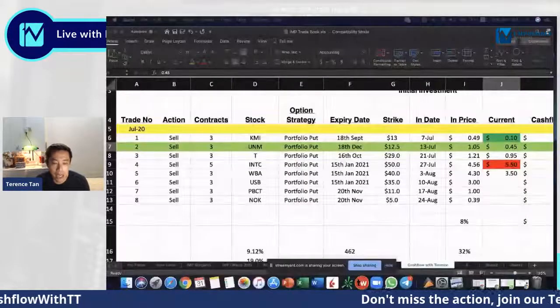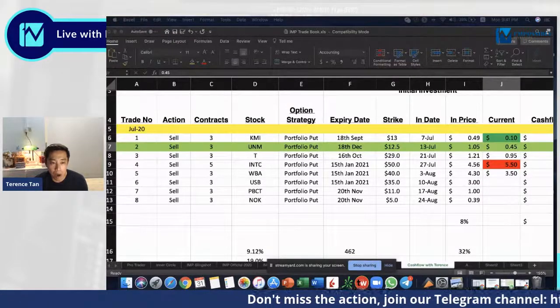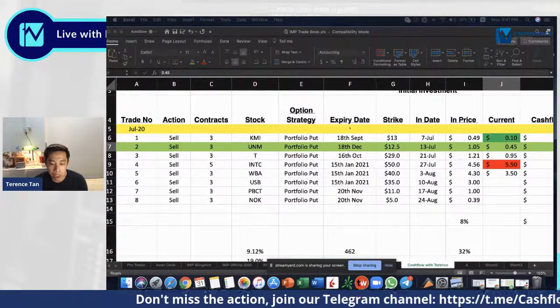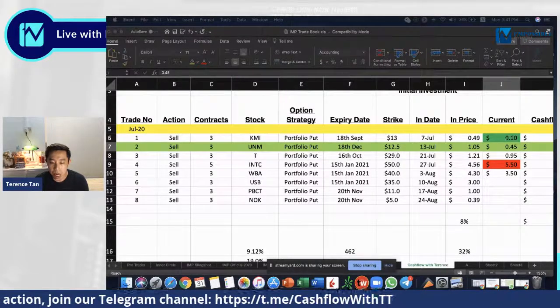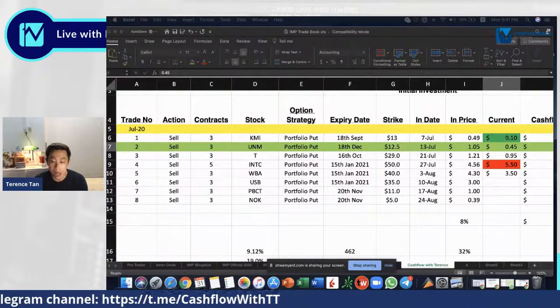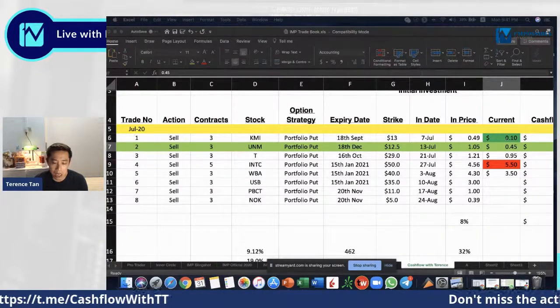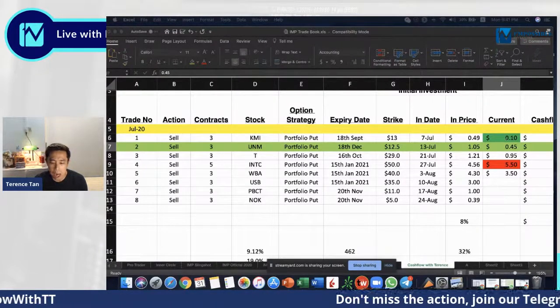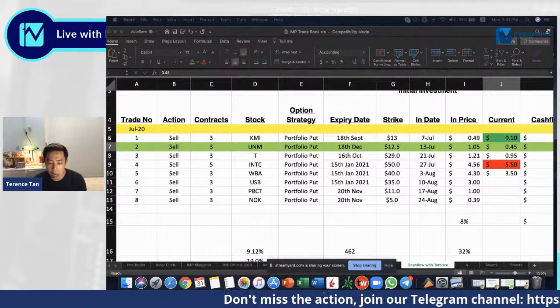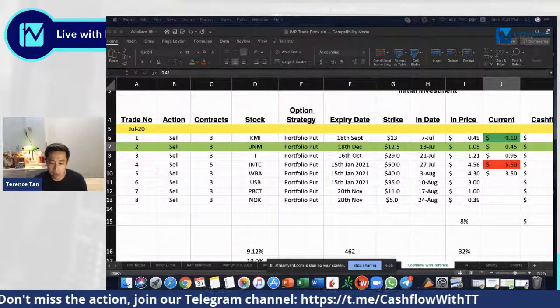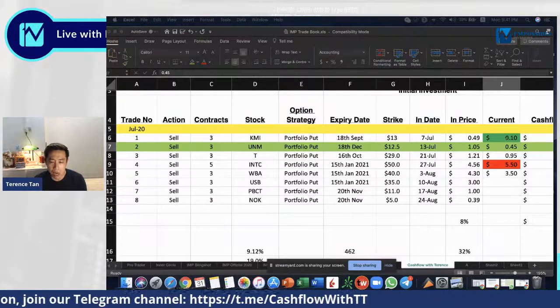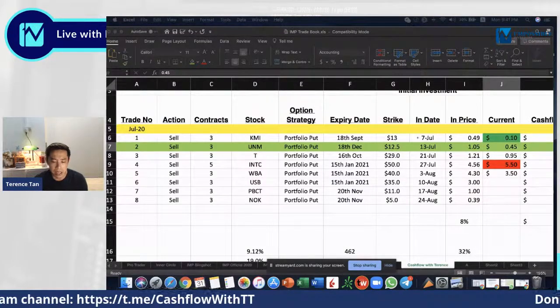Right now, there are some trades that are unclosed at the moment. We have KMI, which expires on 18th of September. The market premium for this trade is actually 10 cents today. So I'm just going to leave it for now. We have slightly about 2 weeks left to go, so I'm just going to hang on for this final 10 cents.